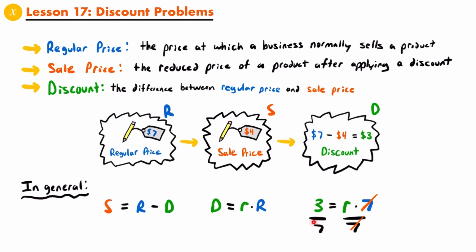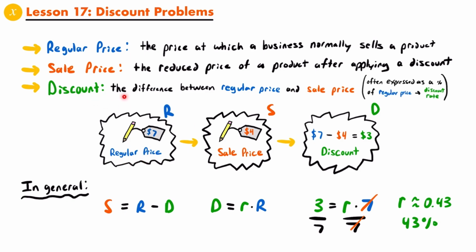Alright, and if you put 3/7 into your calculator, that comes out to be a percentage of about 43%, and I am rounding that, but the discount rate here as a decimal is approximately 0.43 or 43%. So for this example, we would say that the discount rate for the pencils is 43%. That 43% meaning that the discount is 43% of the regular price.